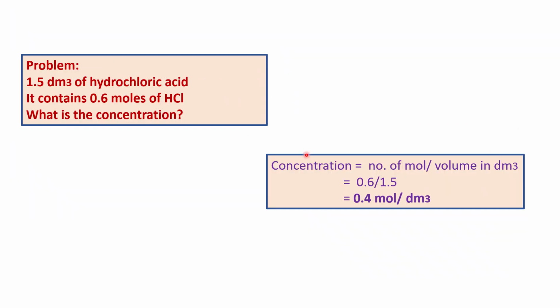Let's solve another problem. In this problem, you have the volume 1.5 decimeter cube of hydrochloric acid, and it contains 0.6 moles of hydrochloric acid. What is the concentration? You have the number of moles and you have the volume. The concentration is the number of moles divided by the volume in decimeter cube. So it is 0.6 divided by 1.5, and the answer is 0.4 mole per decimeter cube.